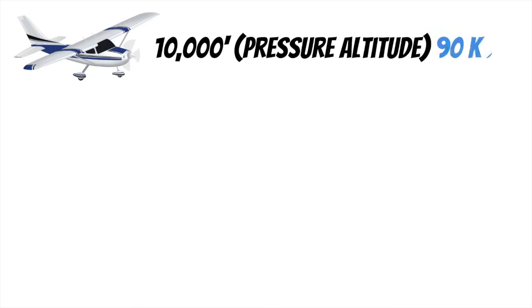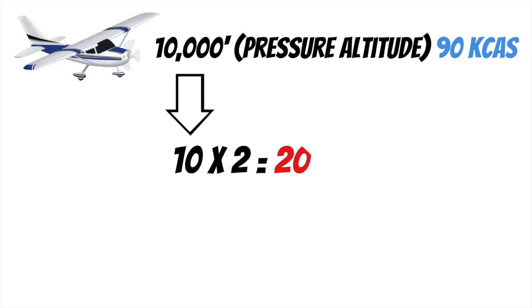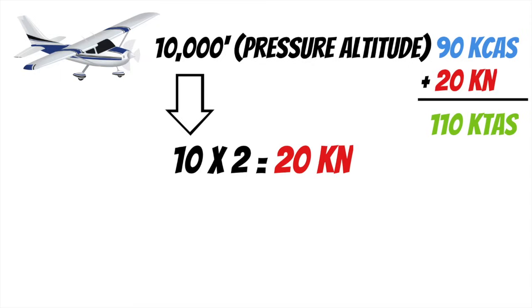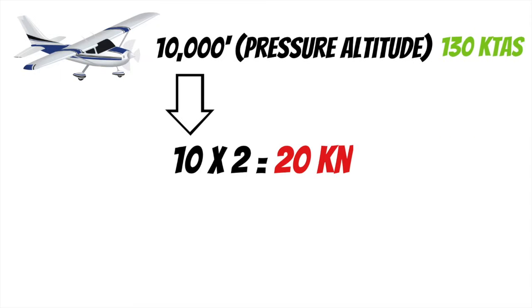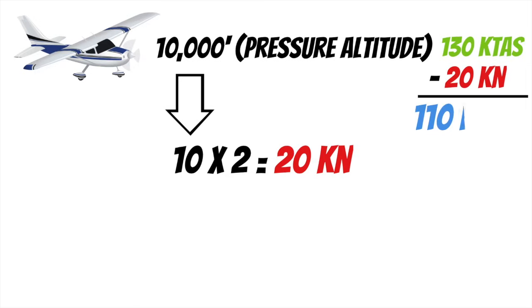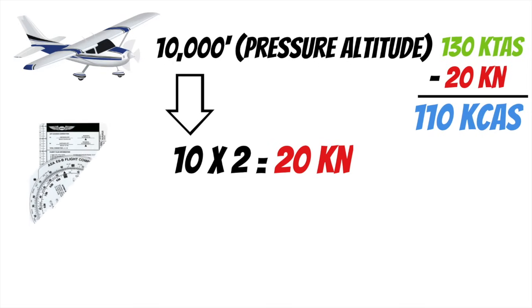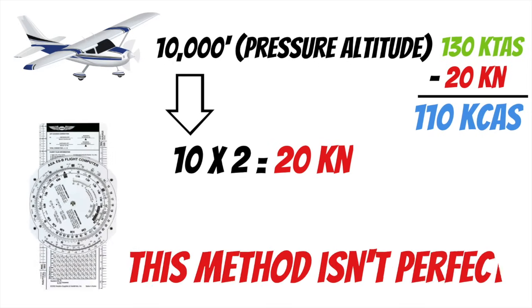Let's do one more of these really quick. Let's say I'm flying at 10,000 feet pressure altitude at 90 knots calibrated. 10 times 2 is 20, so we're looking at a difference of 20 knots. We know our calibrated airspeed is 90 knots, so our true airspeed should be about 110 knots. What if we were flying at 130 knots true? Well, in that case, we'd simply subtract this number. In that case, our calibrated airspeed would be about 110 knots. Now, once again, if you pull out the flight computer, you're going to notice that these numbers aren't perfect, but this is one of the best methods out there to get you a quick estimation without a flight computer.